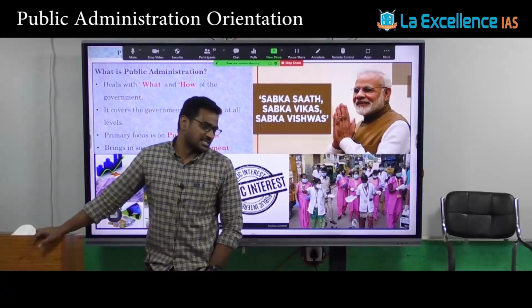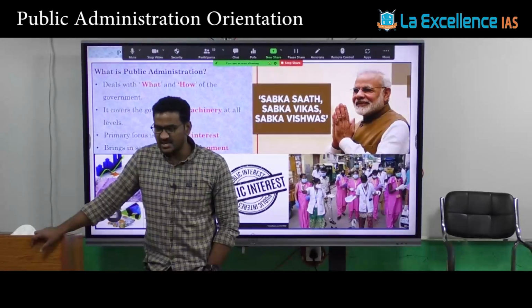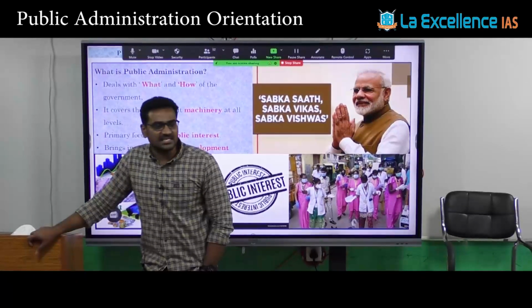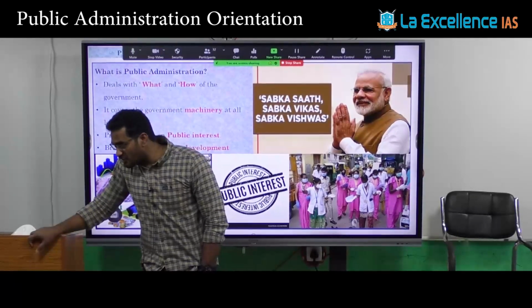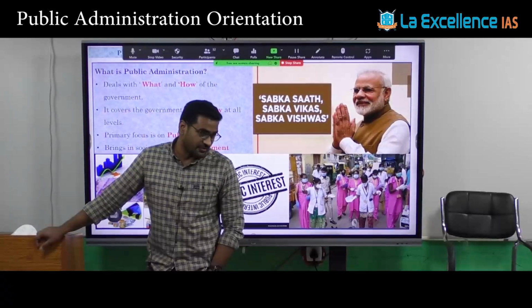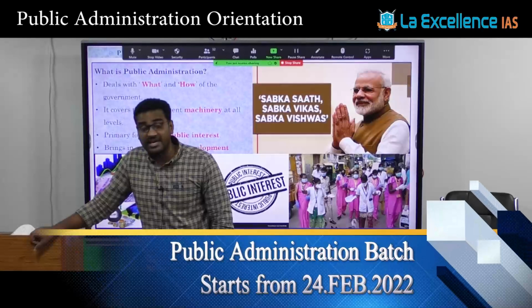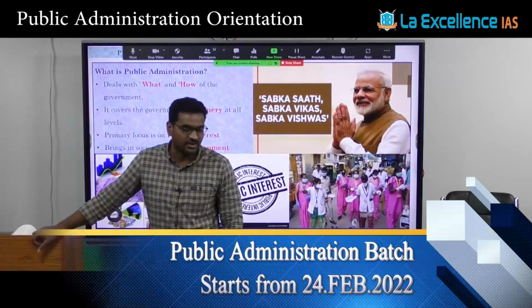At the central level, what system do we have? We have Parliament, ministries, departments, the central secretariat, the cabinet secretariat, the Prime Minister's Office, various attached bodies, constitutional bodies, statutory bodies, and executive bodies. All this institutional setup we will be reading as part of public administration.